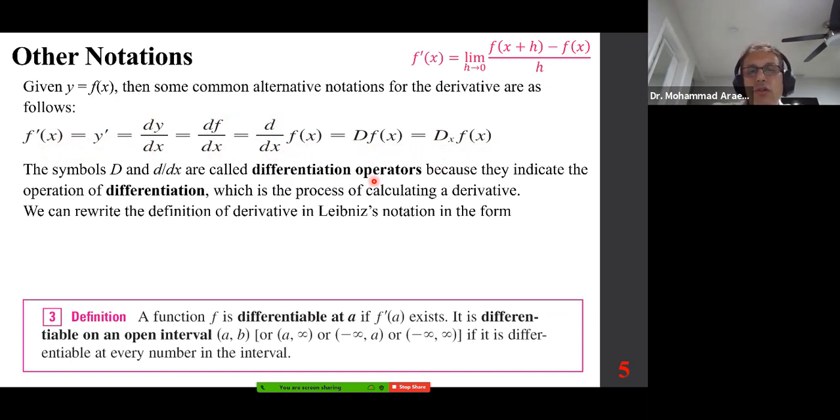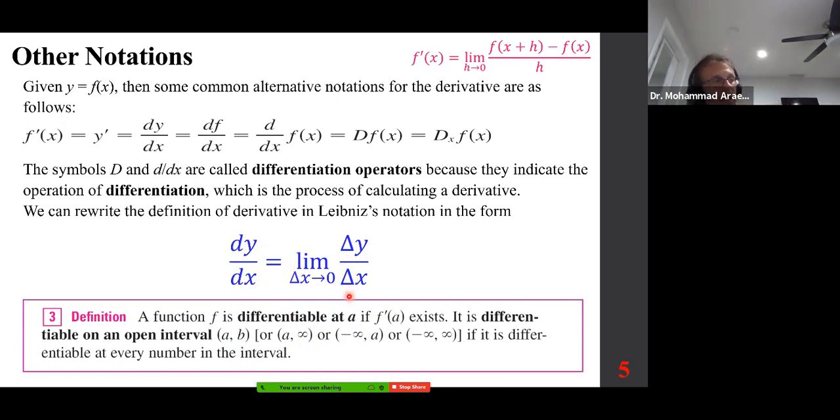A function is differentiable at A if F prime of A exists. It is differentiable on an open interval if it is differentiable at every number of that interval, okay? Now, of course, another notation, dy dx is the limit of delta y over delta x as delta x approaches 0. I can't emphasize this enough. It's very straightforward. And of course, if a function is differentiable, it is continuous, but not necessarily the other way around.